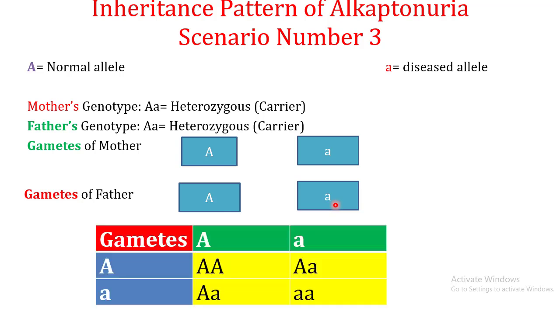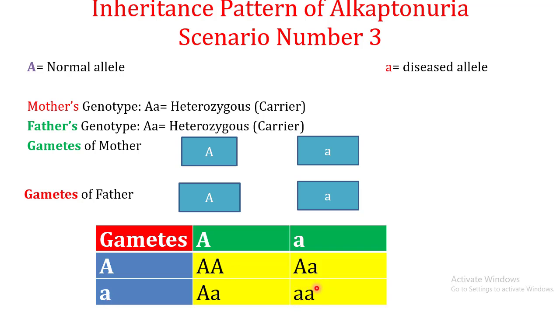Now, if you look at the Punnett square, the gametes of the mother, these are the gametes of the father. So if this gamete combined with this one, a normal offspring. If this gamete combined with this one, you are going to have a carrier over here. If this gamete combined with this one, again you are going to have a carrier. But if this gamete from the mother combined with this gamete from the father, you are going to see an affected one.